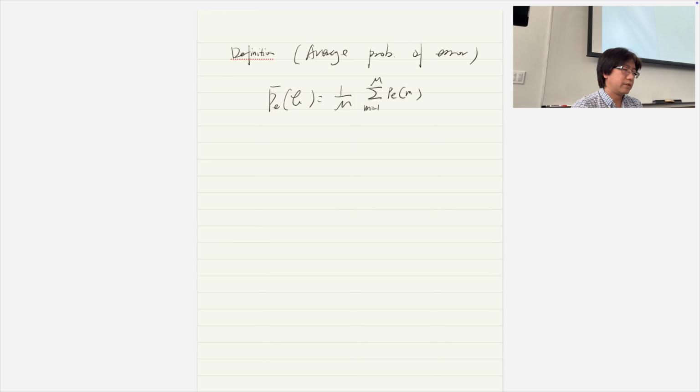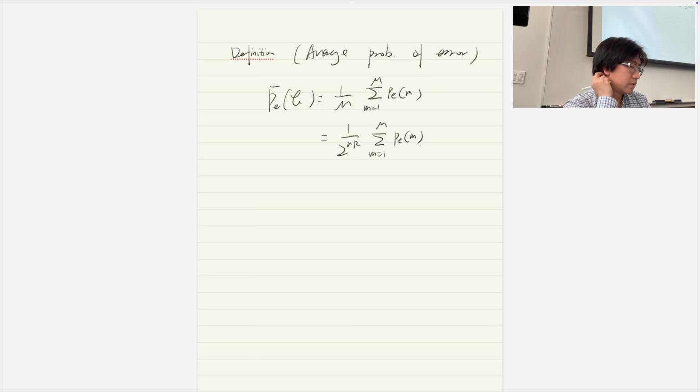We need to introduce another one, which is the average probability of error. It is denoted by P bar of the code, and it is computed as the average of all the individual error probabilities. So it equals 1 over 2 to the power nR, times the sum of P_e^m.